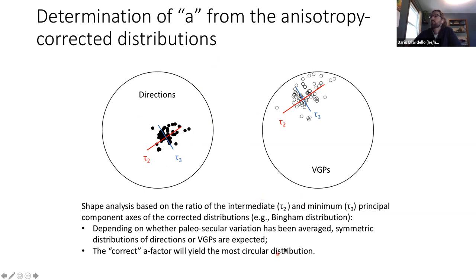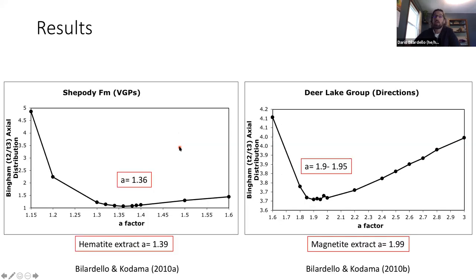And we can use, for example, the Bingham distribution. So the correct A factor to use for a correction will result in the most symmetrical distribution. And the results look something like this. For the Shepardy formation, we obtain a minimum for an A factor of 1.36. And this compares to a 1.39 A factor measured for the magnetic separate of the Shepardy formation.